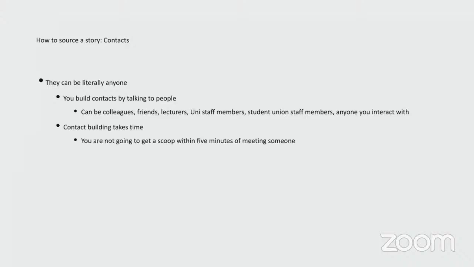As I said, takes time. You're not going to get a scoop within 5 minutes of meeting someone. You're not going to walk up to someone in the student union, start up a conversation and come out with the best story of the year. All you're doing is you're starting that relationship. And that's a critical thing to keep in mind. Everything about contact building is about time.